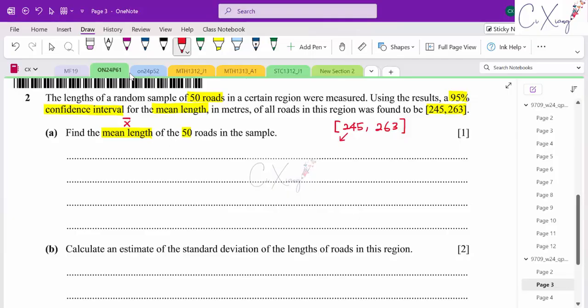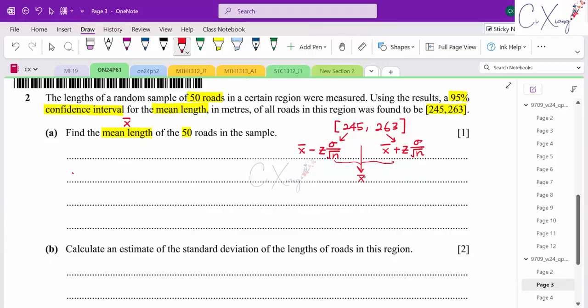So the 245 is the formula of x bar, the sample mean, minus z multiplied with standard deviation over square root n. And for 263, the formula is sample mean plus z sigma over square root n. So between these two values, you will realize that the center is actually the sample mean. Because sample mean minus this whole thing gives you the lower limit, and sample mean plus z sigma over square root n gives you the upper limit. So by right, the midpoint of these two values is the sample mean.